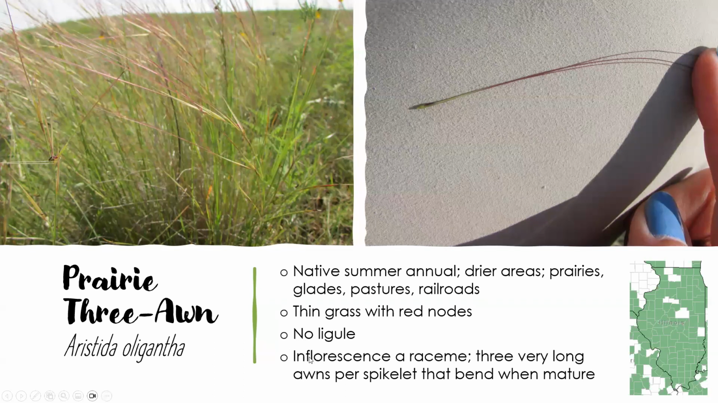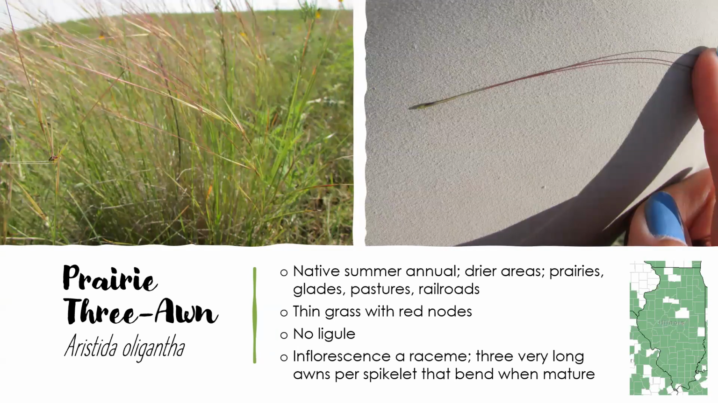It grows in drier areas like prairies, glades, other pastures, and railroads. And you can see it's pretty well distributed throughout the state, nearly every county in Illinois. It's a super hard grass to take pictures of because it's very thin, very delicate. If you saw it in person, it does have red nodes along the stems. So if your stem is green and it has a red node on it, that would stand out a little bit. It is one of those grasses that doesn't have a ligule, so there's no structure to look for where that leaf blade joins the stem.